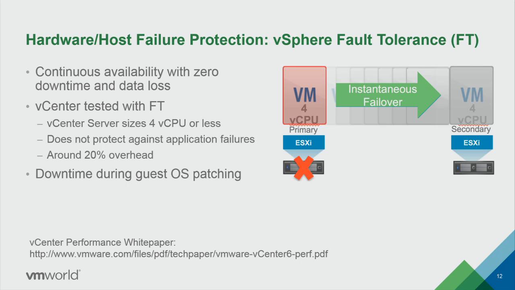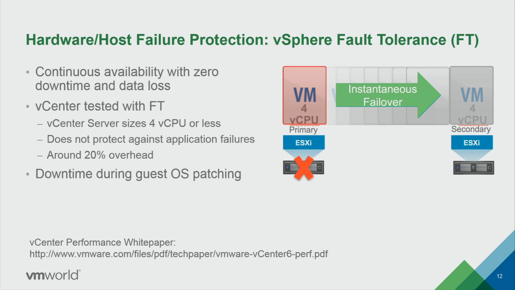The other aspect is you're not protected against application failures. If something inside the vCenter fails, fault tolerance doesn't protect you against that. And last but not least, vCenter is a very memory intensive application, so it's not necessarily the best application to run on fault tolerance. The reason being there's a 20% overhead. But if you really require instantaneous protection against hardware failure, and if you fit all these conditions, then fault tolerance can absolutely be used, right?